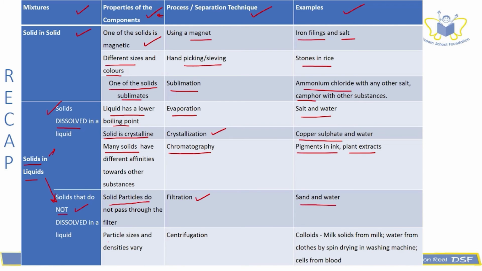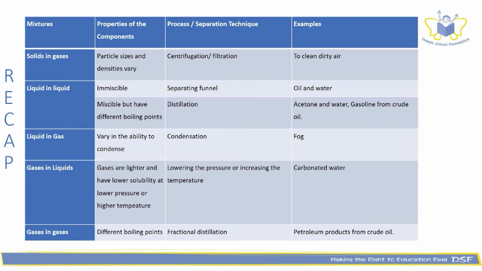Then we have particle sizes and density varying. Then we use centrifugation. The example is colloids, milk solids from milk, water from clothes by spinning, or drying in washing machine, and cells from blood. Then we will look at solids and gases. The property is particle sizes and density variation. So we use centrifugation or filtration to clean dirty air is the example.